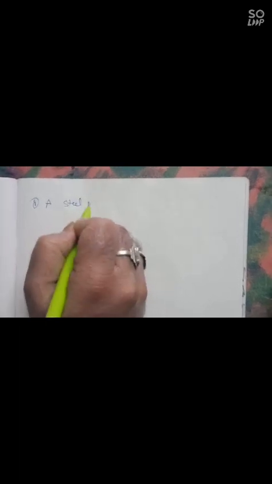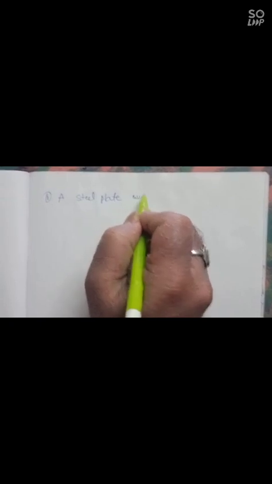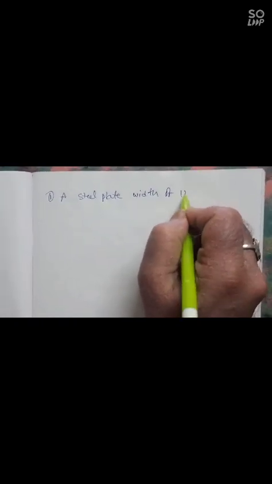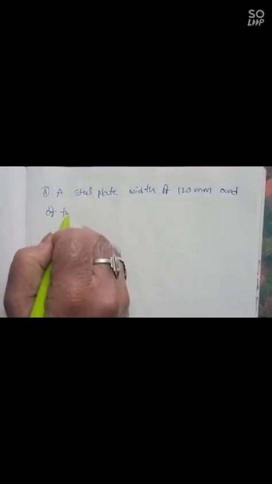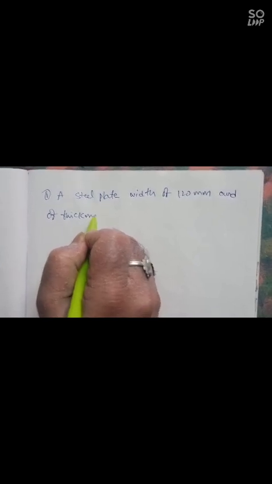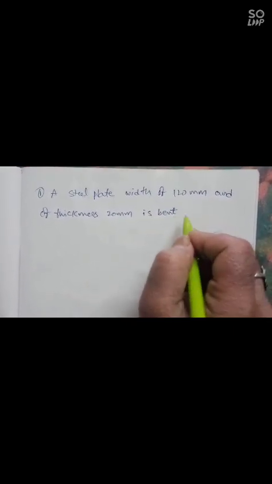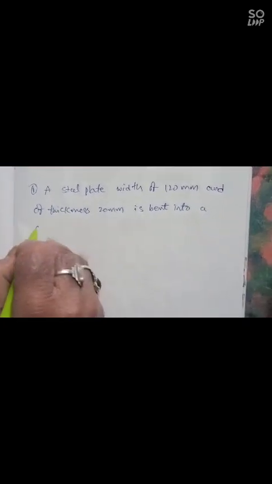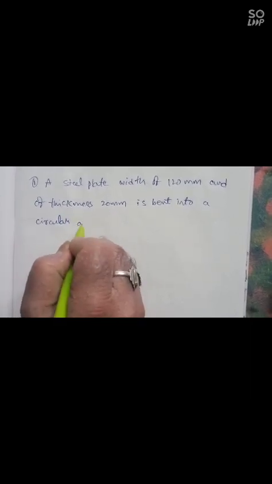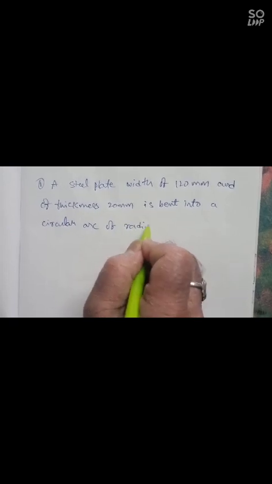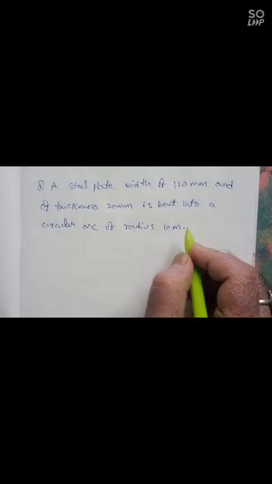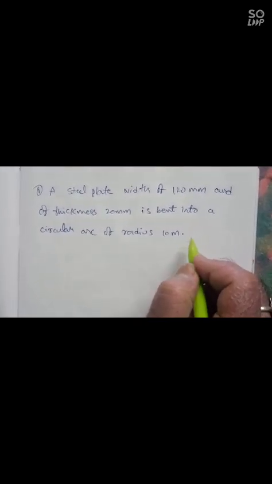Okay, let us start the problem. A steel plate of width 120 mm and of thickness 20 mm is bent into a circular arc of radius 10 meters. Radius 10 meters.